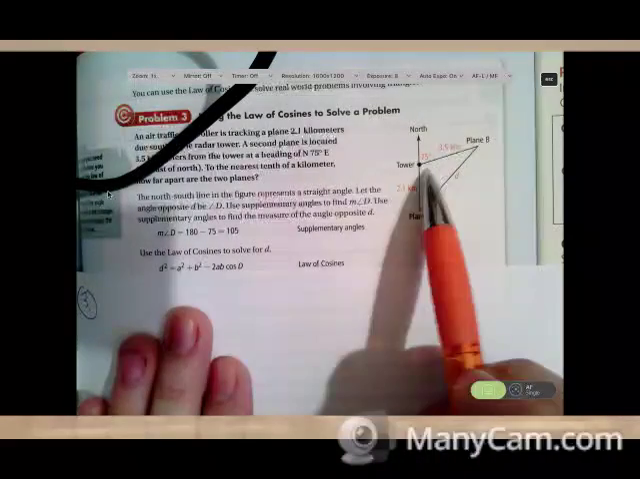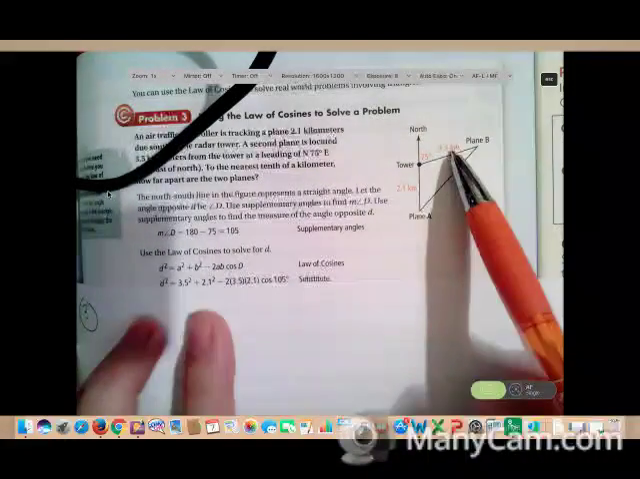So we need to use the law of cosines. In order to do that, we've got to find this angle. Well, this is a straight line, so these are supplementary. So we do 180 minus 75, so that's 105 right here. Now we can use the law of cosines and plug in everything we know. So d squared equals 3.5 squared plus 2.1 squared, and then plug everything in.